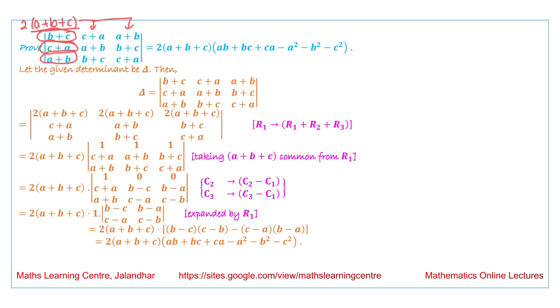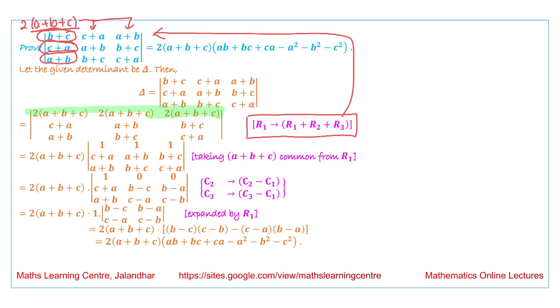So it means if we perform the operation that row 1 approaches row 1 plus row 2 plus row 3, this first column we are talking about will be in this form: 2 times a plus b plus c. This is our first column. Now we write this common, 2 times a plus b plus c, over here. So this term will be 1, this is 1, this is 1, because we have taken this term common from the first row.